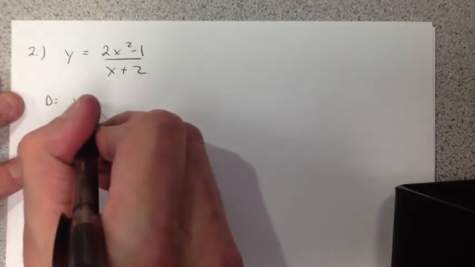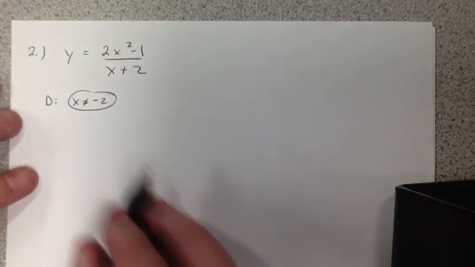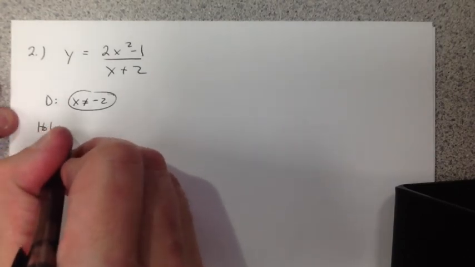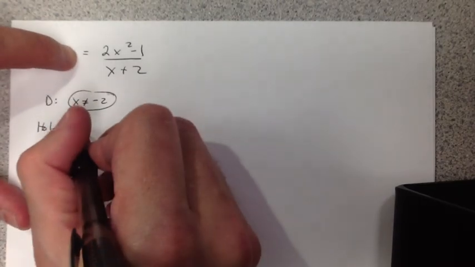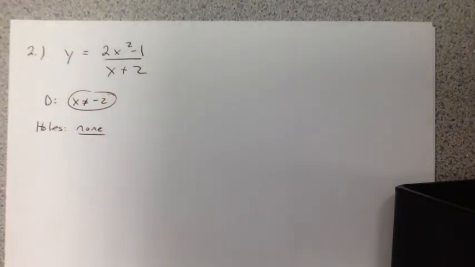What's the one thing x cannot be? Negative 2. Are there any holes? Well, since I couldn't factor anything, nothing cancels, so none. I can't factor, so nothing is going to cancel.